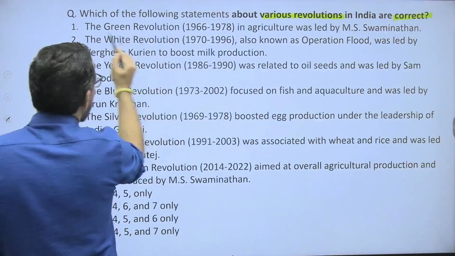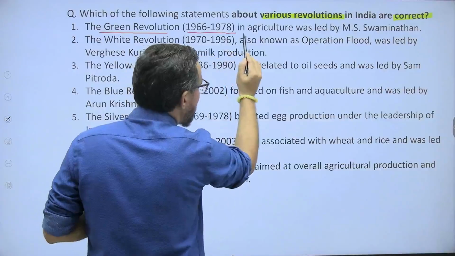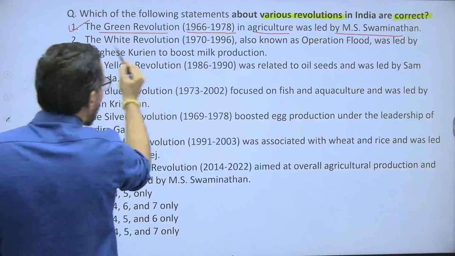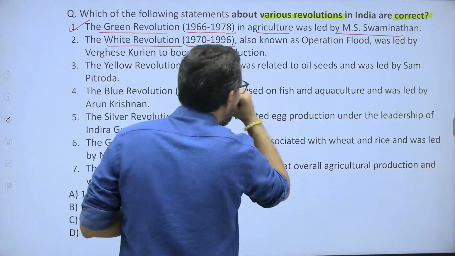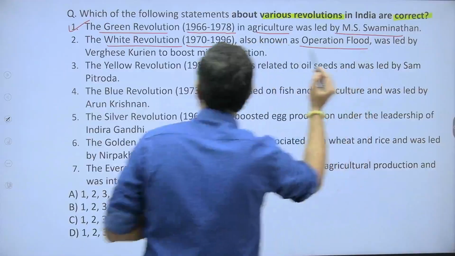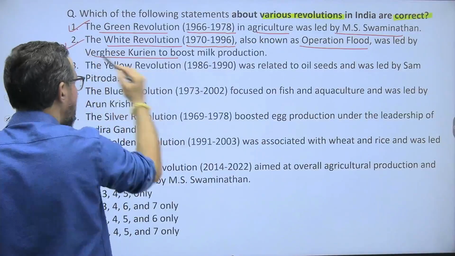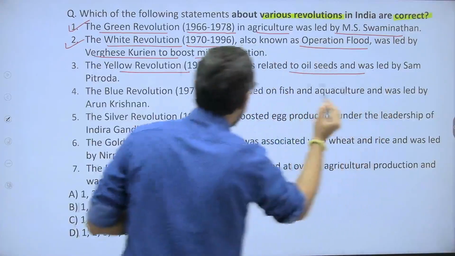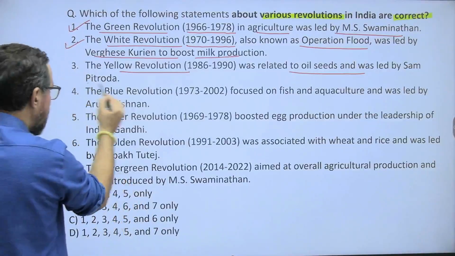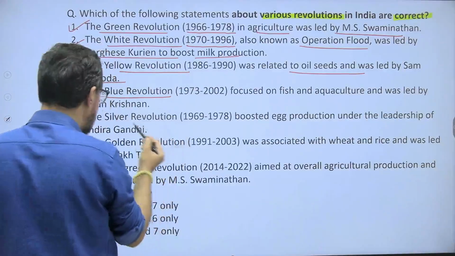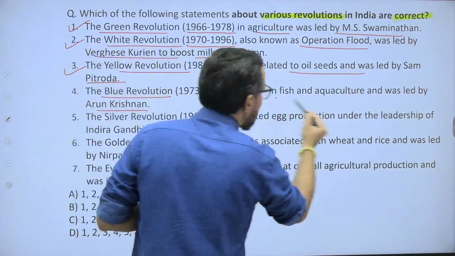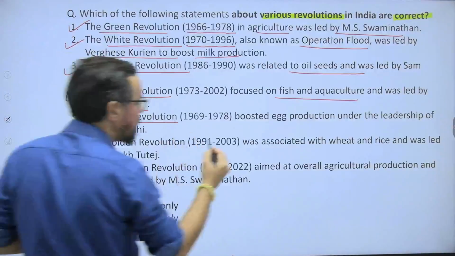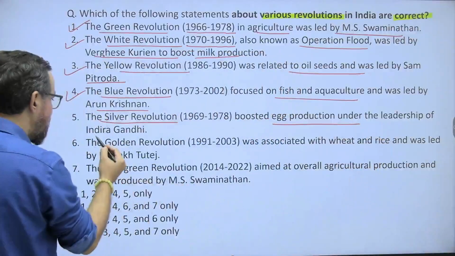When it comes to the green revolution, 1966 to 78, agriculture and MS Swaminathan, 100% right. The white revolution, 1970 to 96, Operation Flood, Verghese Kurien. So again correct, milk production. Third one, yellow revolution. It is related to oilseed and was led by Sam Pitroda. So again correct. Blue revolution, fisheries, Arun Krishnan, this is something related to fish and aquaculture. Again true. Silver revolution, which is egg production, under the leadership of Indira Gandhi.